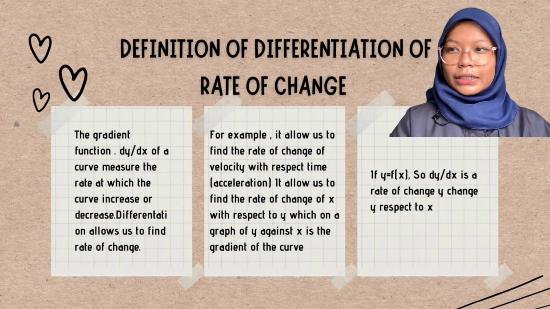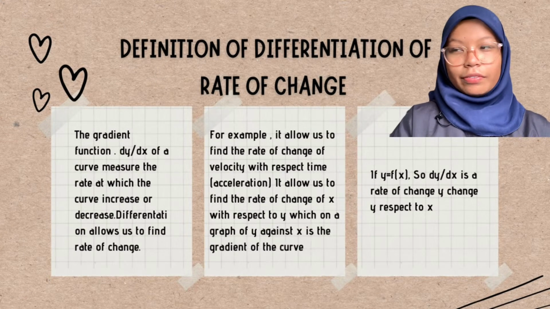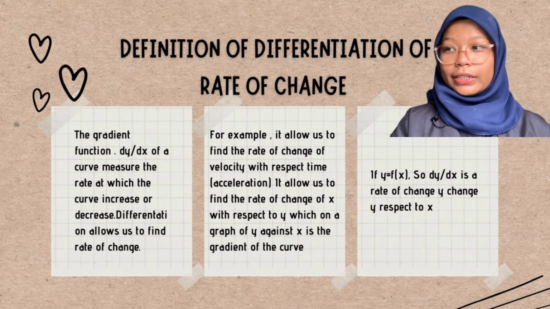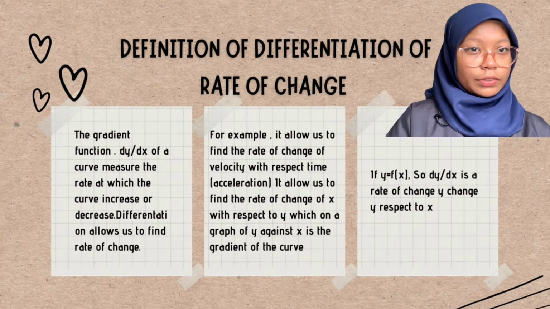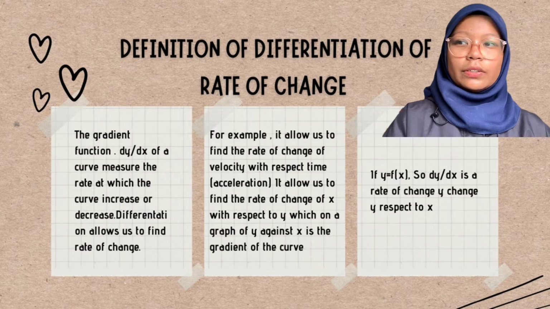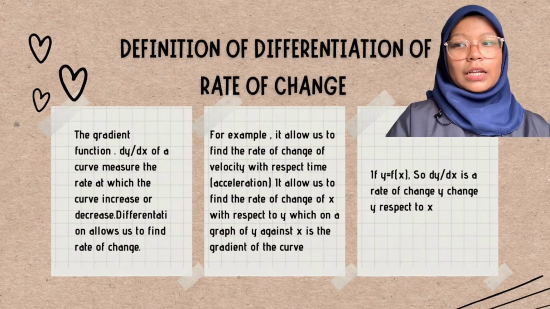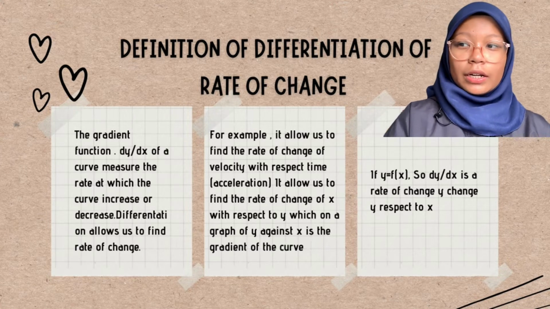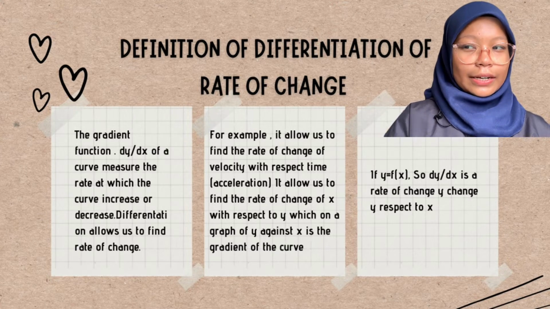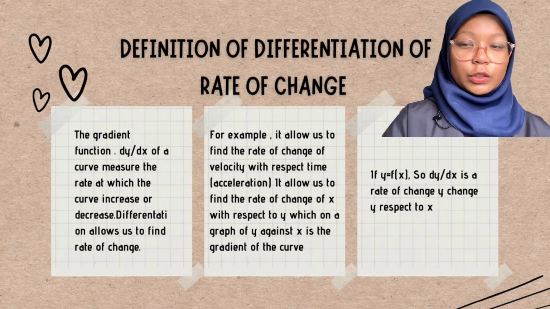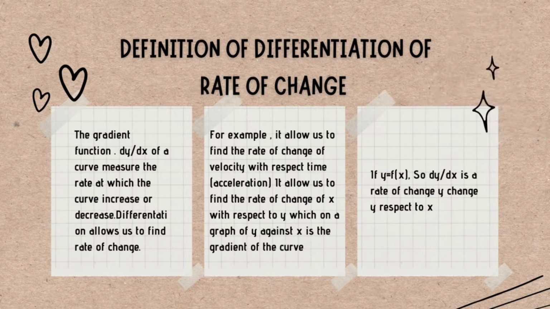Definition of differentiation as rate of change. The gradient function dy/dx of a curve measures the rate at which the curve increases or decreases. Differentiation allows us to find the rate of change, for example the rate of change of velocity with respect to time. It allows us to find the rate of change of y with respect to x, which on a graph of y against x is the gradient of the curve. If y equals f(x), then dy/dx is the rate of change of y with respect to x.